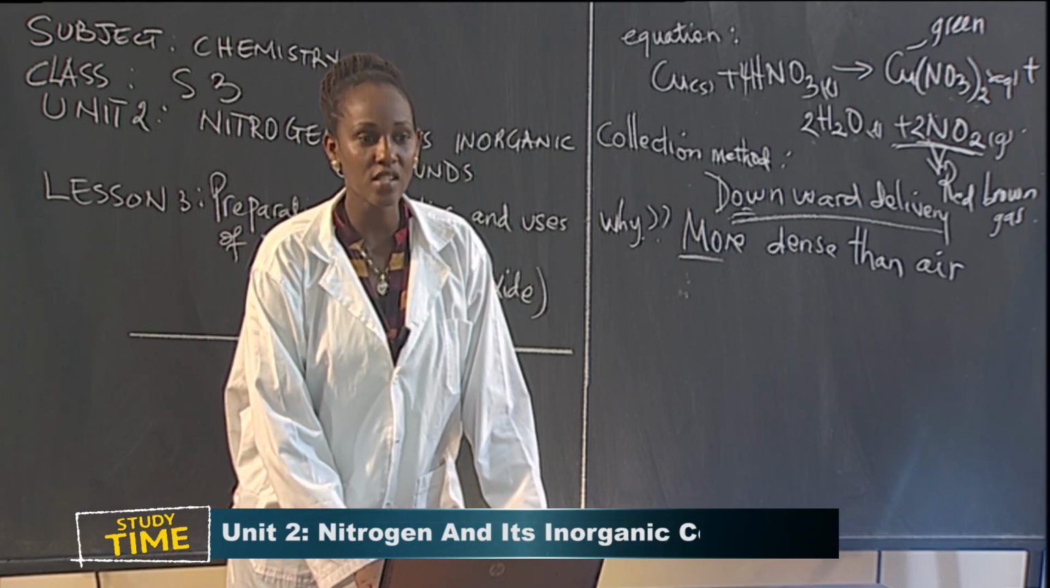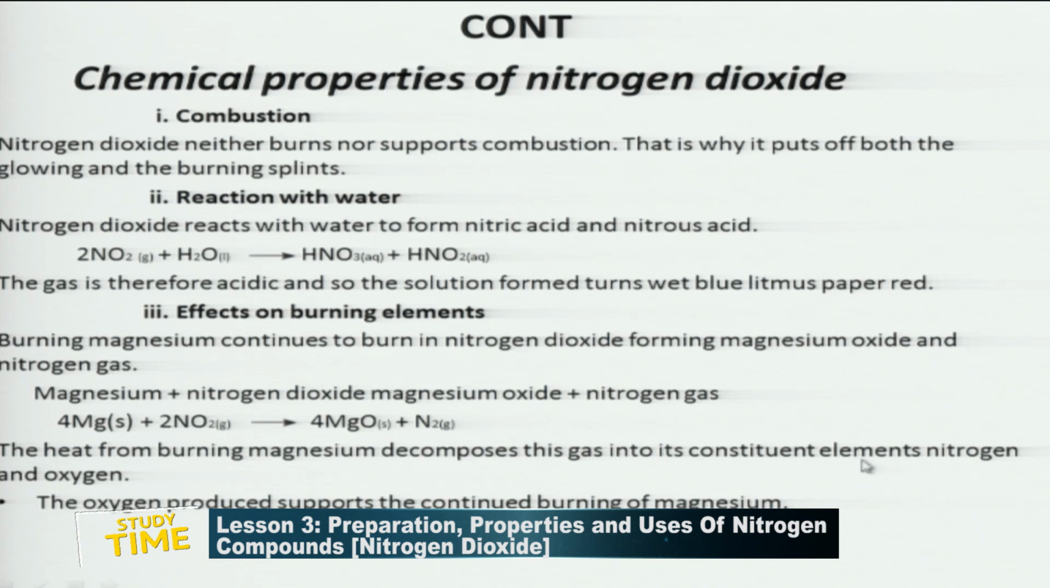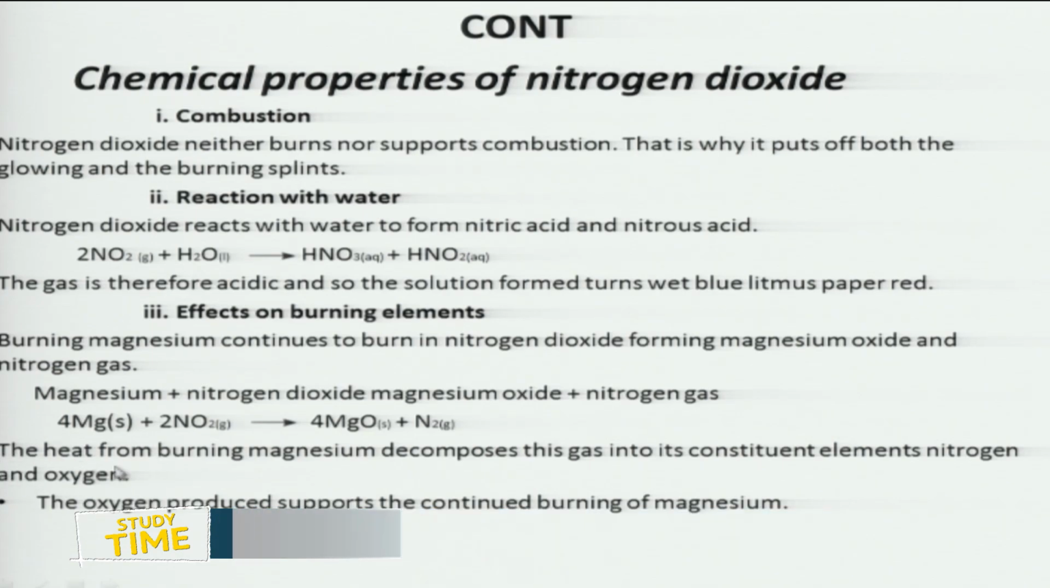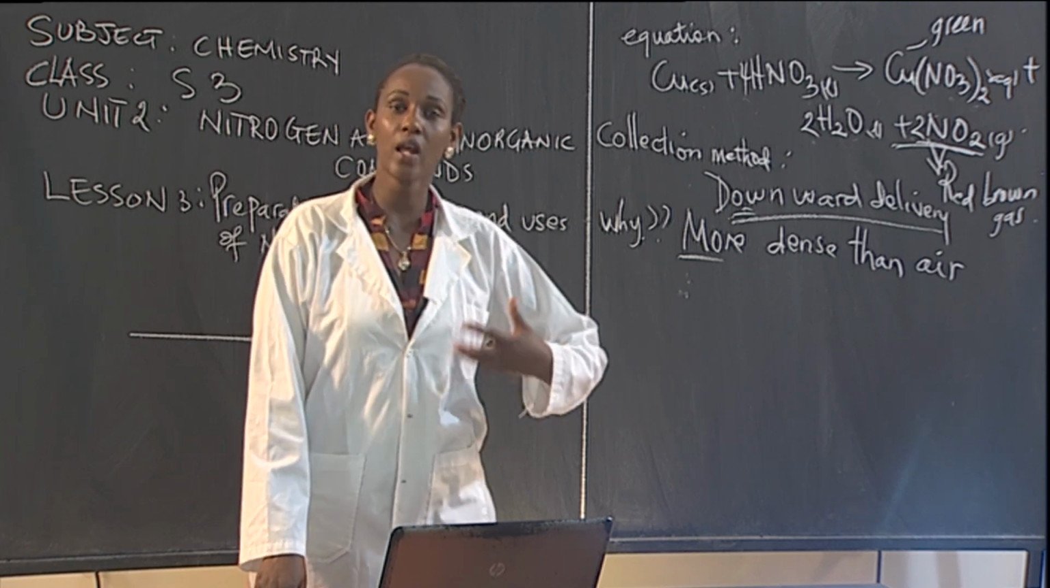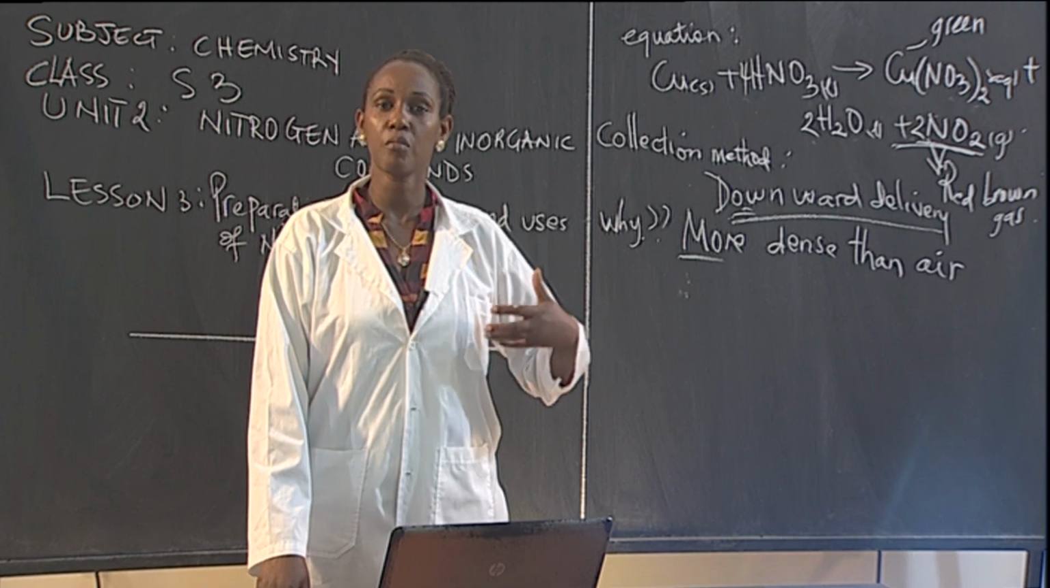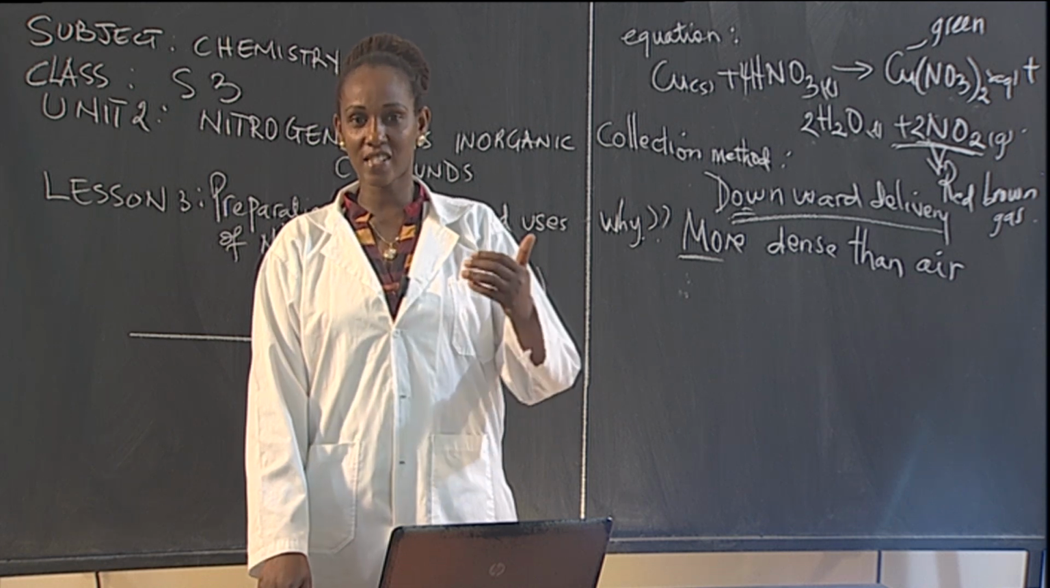This is because the heat from burning magnesium decomposes this gas into its constituents, that is nitrogen and oxygen. And you know oxygen supports burning. So since there is production of this oxygen, it will support the continuation of burning magnesium. It is this oxygen that is produced in the process that will help the burning magnesium to continue burning. Right? Good. I think you understand that.